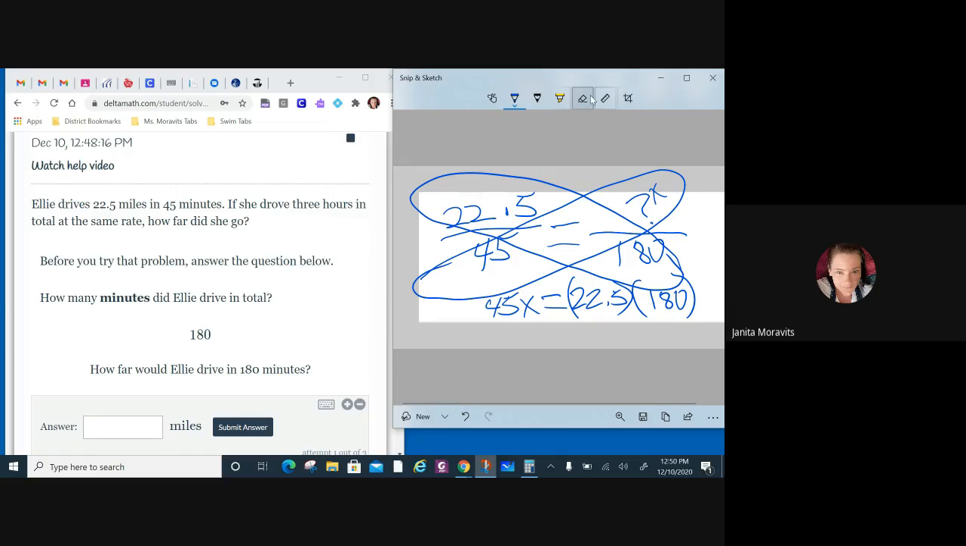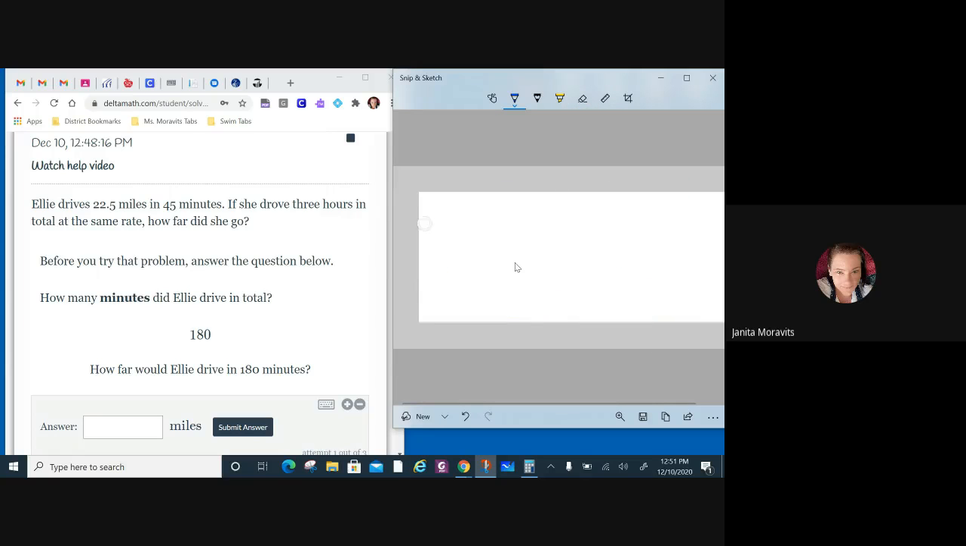All right, so let's get rid of some of this stuff on the screen. We just want to get rid of some of it, if it will let me. Okay, so let's remember that, 22.5, 45. All right, here we go. We're going to just erase all of that and set it up again. So we said that we would have 45X equals 22.5 times 180. All right, there we go.